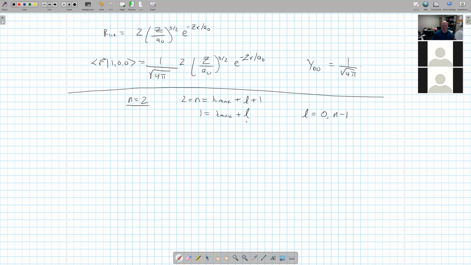So basically from here, we have two different choices for l. So if l is equal to 0, that means k max must be equal to 1. And if l is equal to 1, that means k max is equal to 0. Okay. So these are our two different choices.